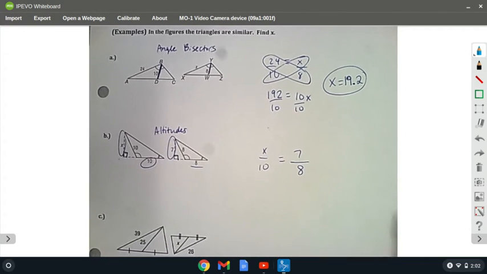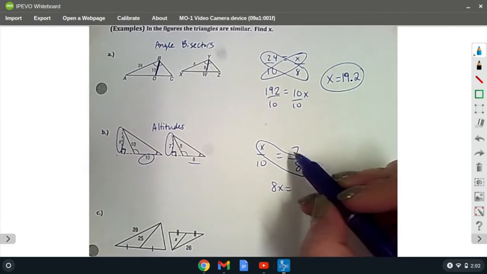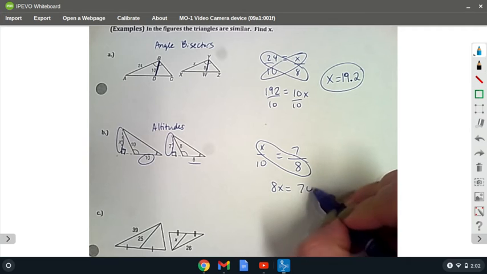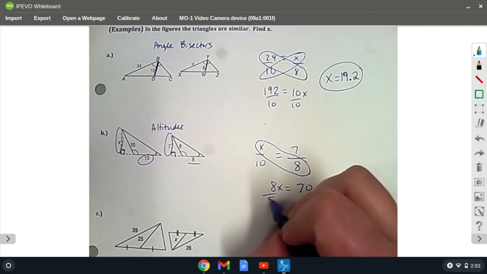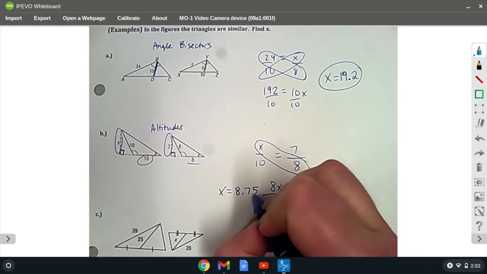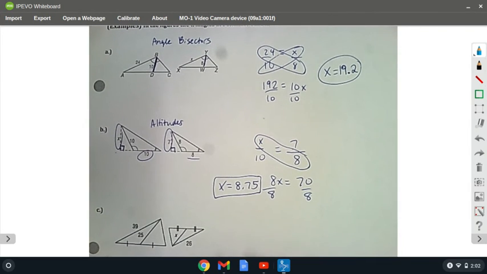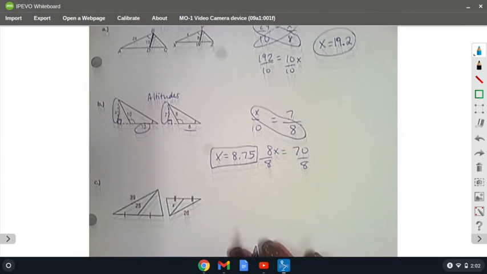So I've set up my proportion. I'm going to cross multiply. 8 times x equals 7 times 10, which is 70. I'm going to divide by 8 on both sides, and I get that x is 8.75. You're obviously welcome to use a calculator for a problem like that.